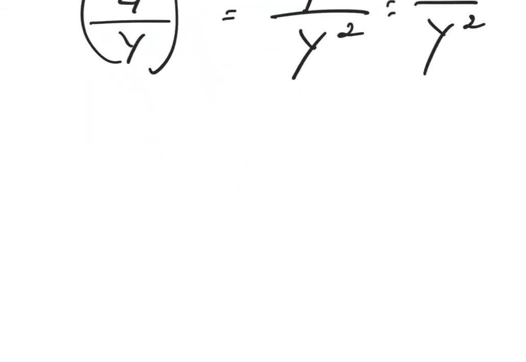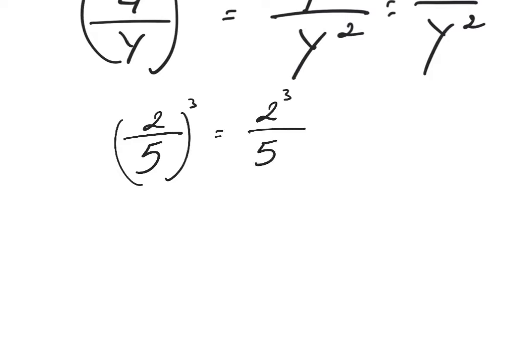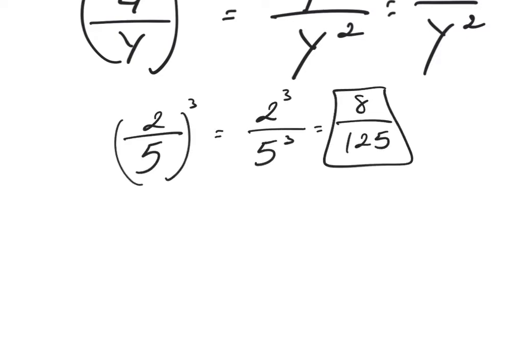Let's get some numbers here, like 2 over 5, to the third power. Now this is going to be 2 to the third over 5 to the third, which is going to be 8 over 125, right?